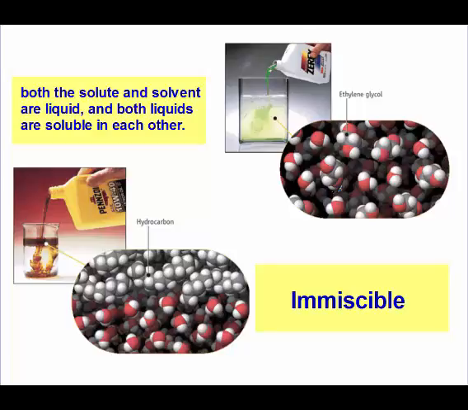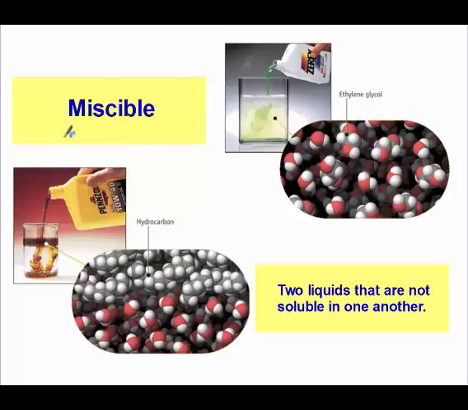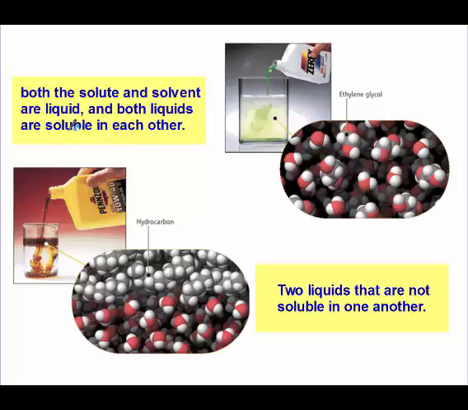Immiscible, not mixable. Two liquids that are not soluble in one another. So that would be like oil and water. Notice they're not mixing. They're forming two different layers. So miscible is mixable. Immiscible is not mixable.